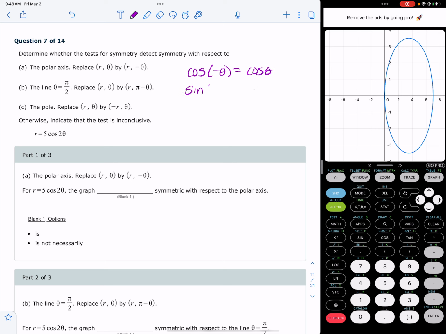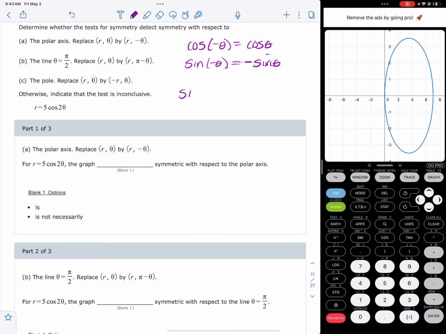But the sine of a negative angle is the negative sine of the angle. So if you remember, even and odd functions: the cosine, you lose your negative, but the sine, you keep your negative. And then the other thing is the sine of pi minus theta is equal to just the sine of theta.